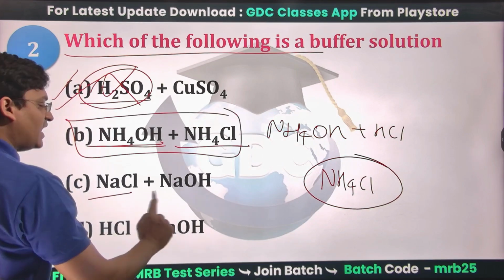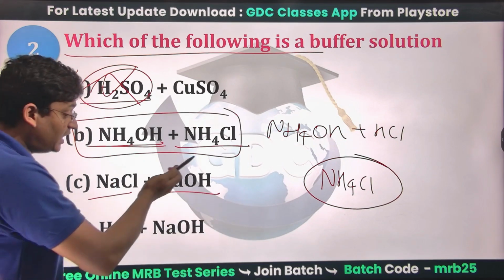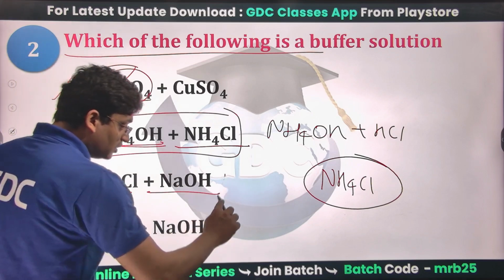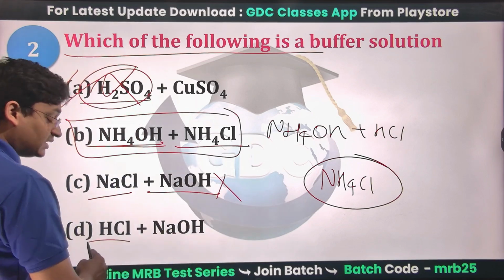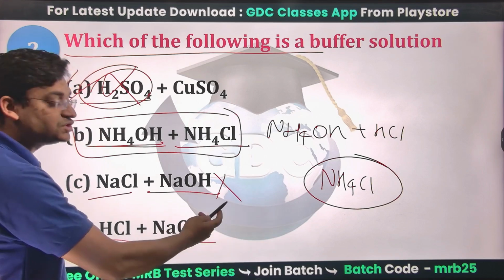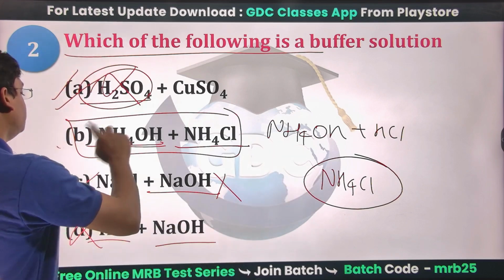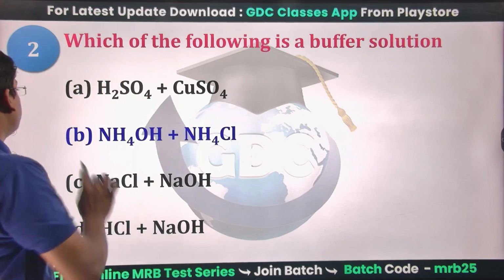Now NaCl and NaOH, no, NaCl is not a base, and NaOH is a strong base, so it can't be a buffer solution. HCl, that is a strong acid, and NaOH, this is a neutralization reaction. We will be having acid base titration, thus producing water and salt. So the right answer will be B. B will be the right answer.